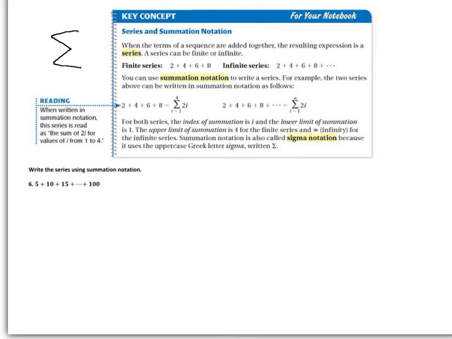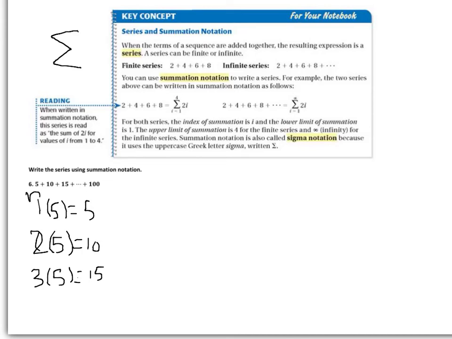So find the rule. If you think, 1 times what equals 5? 2 times what equals 10? 3 times what equals 15? So if this is n, and that stays the same, you have the rule as being 5n. So I now know I have 5i, or I'm just going to say 5n, n equals 1, because we always start at 1 with these.